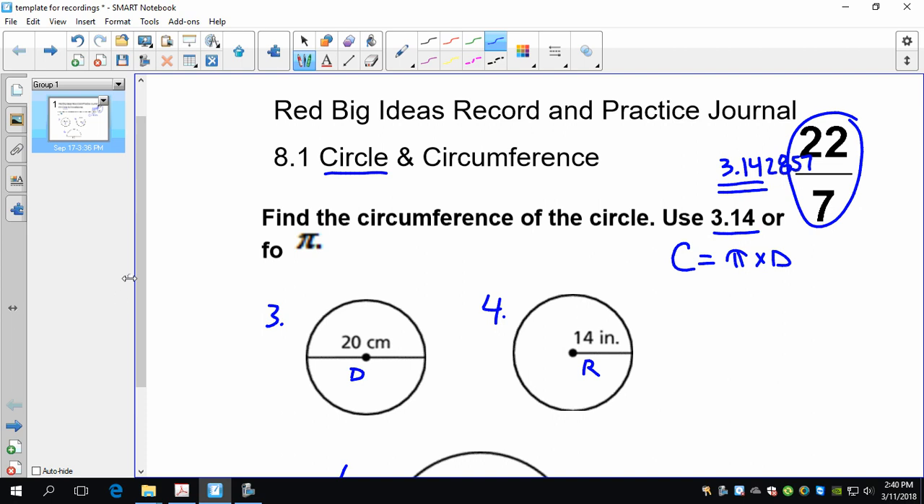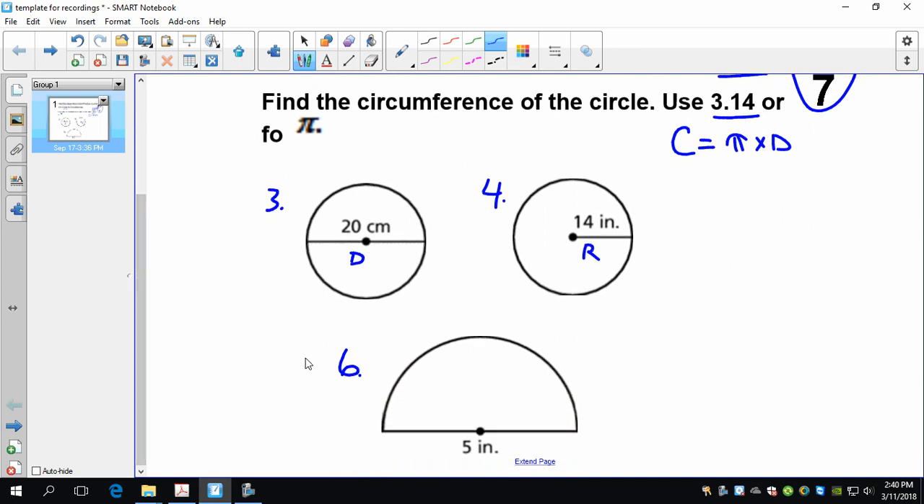So for number 3 in your record and practice journal, get started here. The diameter is 20, so from one side of the circle to the other side, it's 20. We want to use our formula, circumference equals pi times d, so we're going to take 3.14 and multiply it by 20. So we're just going to do 20 times 3.14, and we're going to get 62.8.